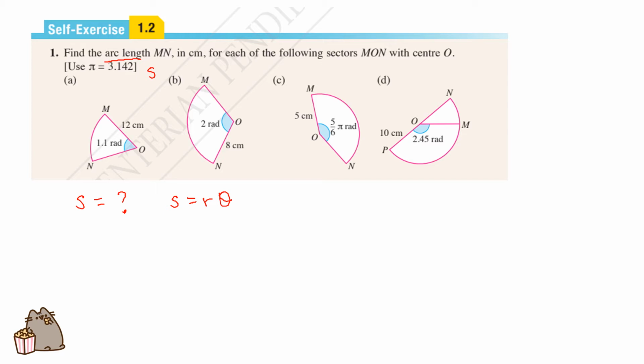So here I will try to show you the first one. From here the theta is 1.1, already in radian, then it becomes very easy, and the r is 12. So the formula is S equals r theta, 12 times 1.1. So we try to solve it. After multiplication, it will be 13.2. Since the radius is in centimeter, our answer is also in centimeter.